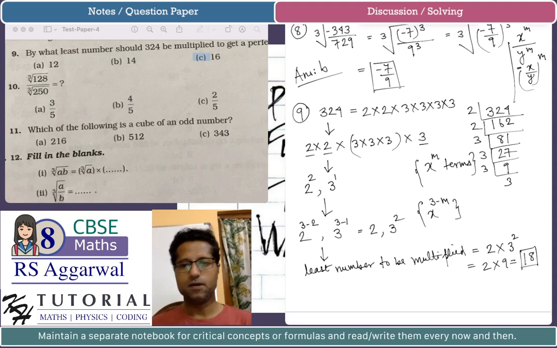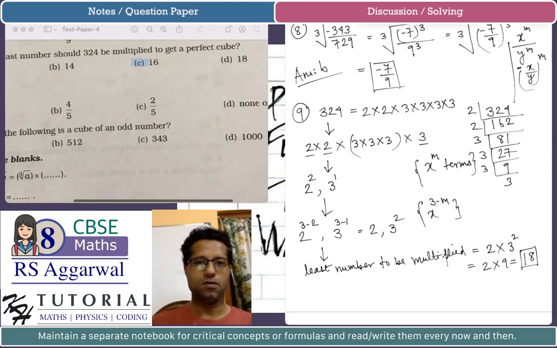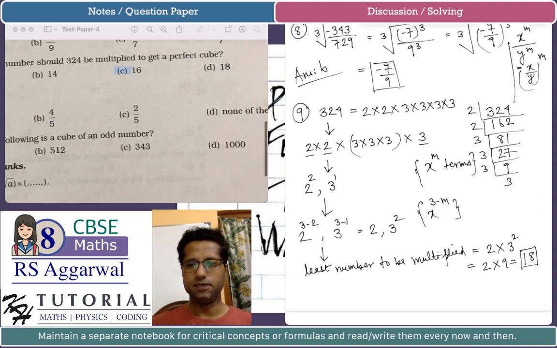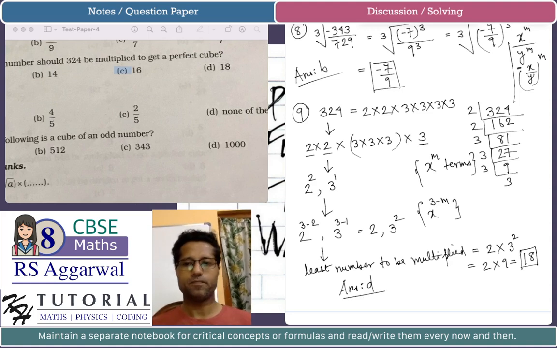So the least number by which 324 must be multiplied to make it a perfect cube is 18. And let's see, the choice is D. D is 18. So therefore the correct choice is D. I hope you got the logic, the concept.